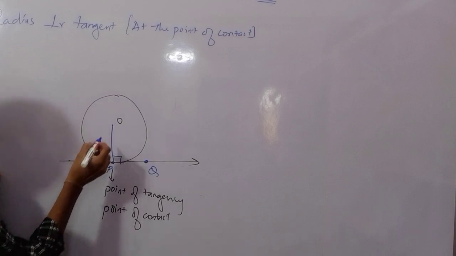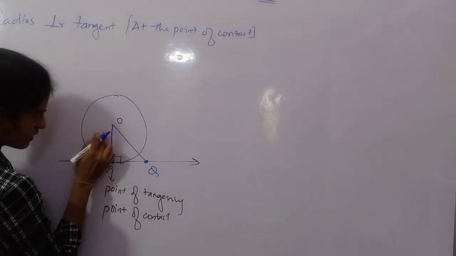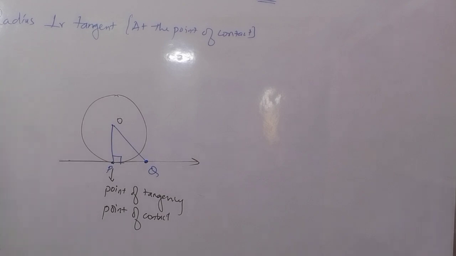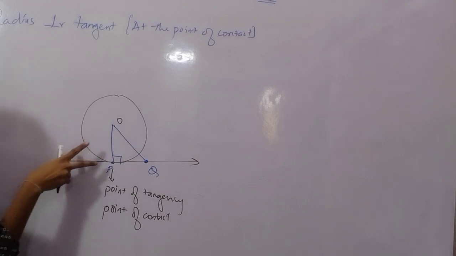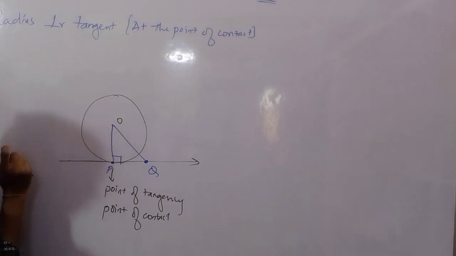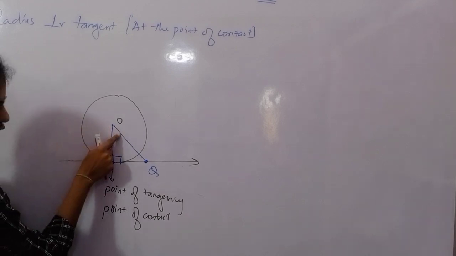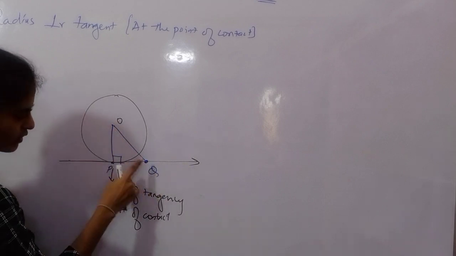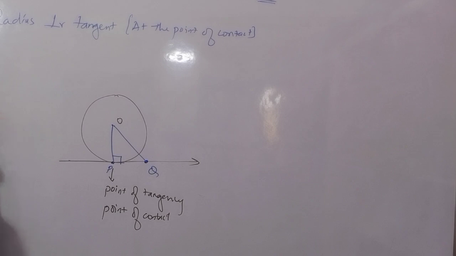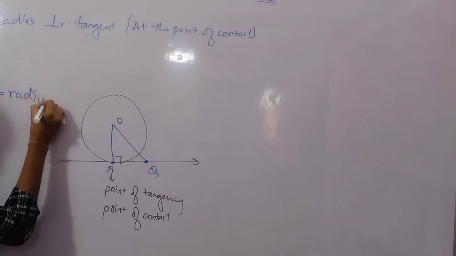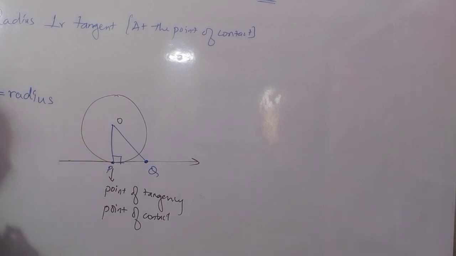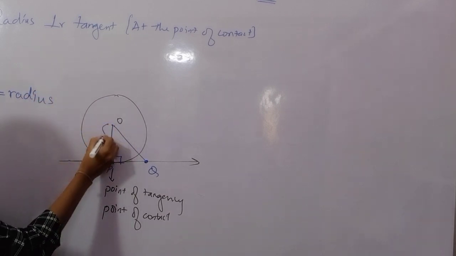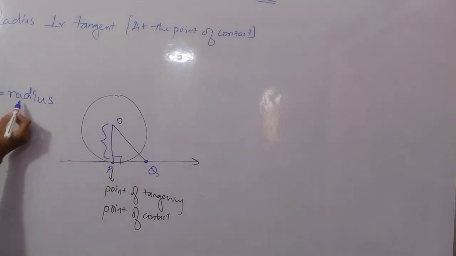So now what you do? You just join this center to this point. Okay. So clearly what do you find? OP is the distance between the center and the point of contact on the tangent. OQ is the distance between the center and some other point on the tangent. So this is OQ. But OP is actually equal to what? It is nothing but the radius of the circle. Center to a point on the circle is radius.